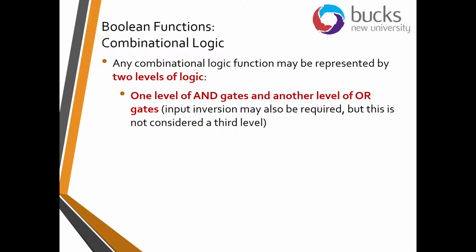So in combinational logic, any combinational logic function may be represented by 2 levels of logic. So one level of AND gates and another level of OR gates. Input inversion may also be required, but this is not considered a 3rd level. So if you go from AND gates to OR gates, that's one level to another level. Any NOT gates or inverters, we don't count those as levels. So if you go from one input into an AND gate and then you go into an OR gate, that's one level to a 2nd level. So you're moving from AND gates to OR gates. So that's one way of looking at it.